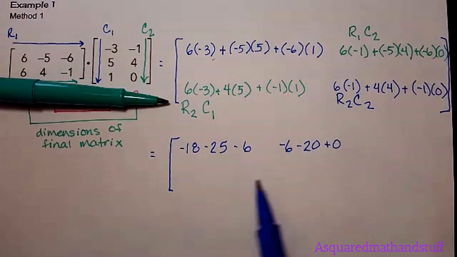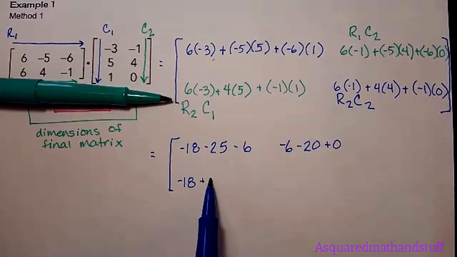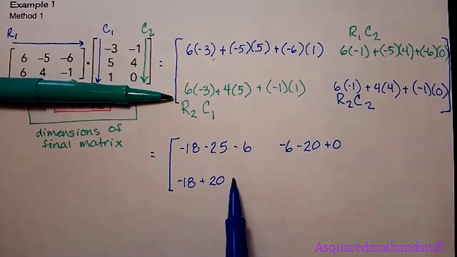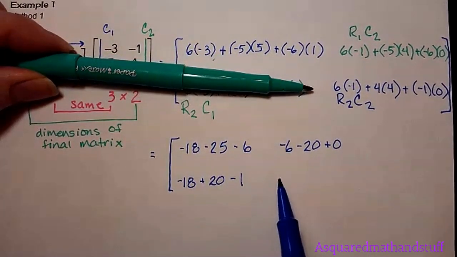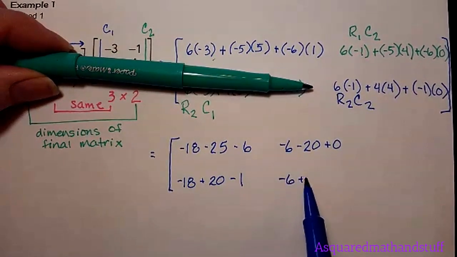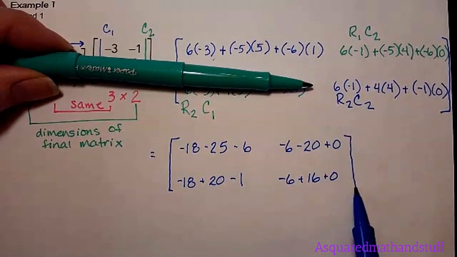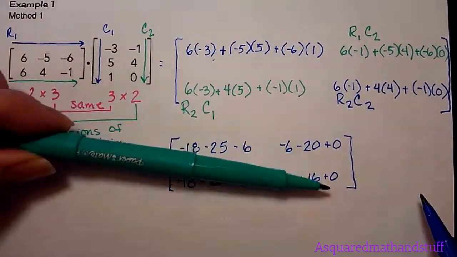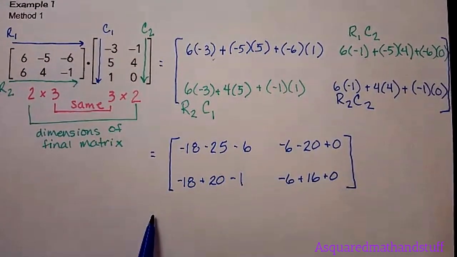Go down to row 2, column 1, we have -18 plus 20 minus 1. And then again, row 2, column 2, -6 plus 16 plus 0. Close that off. Now let's add these all together, and that will be our final matrix there.